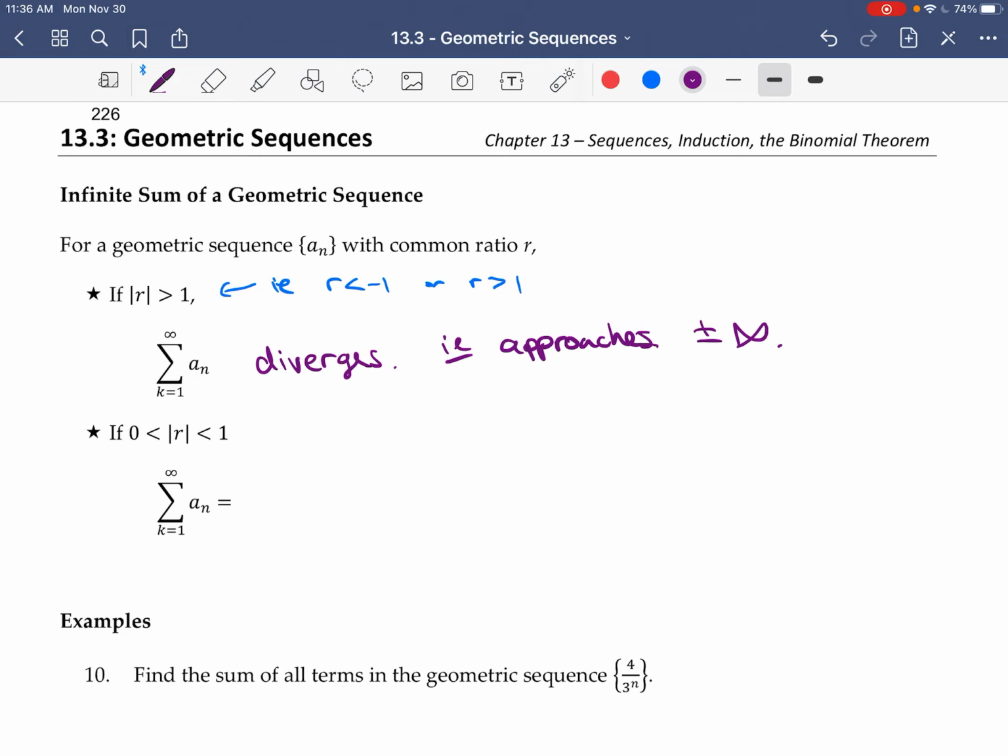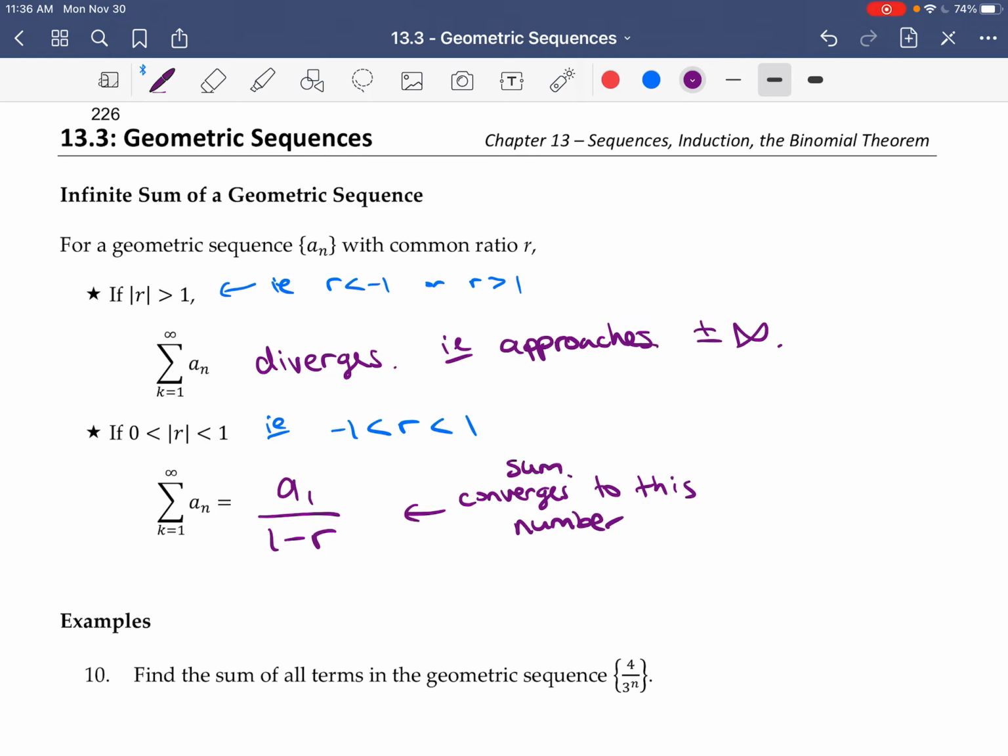But if your ratio is between 0 and 1, so maybe I should write i.e. your r is between -1 and 1, so not an absolute value, then it does converge. Then the sum is equal to your first term over 1 minus r. So the sum converges to this number. We can actually compute what the infinite sum approaches.